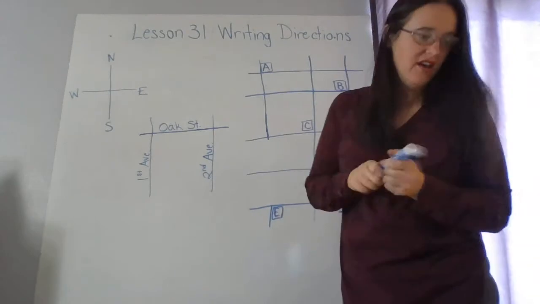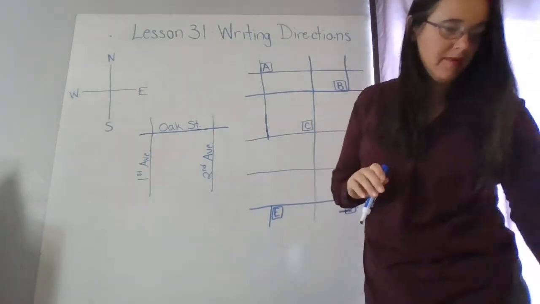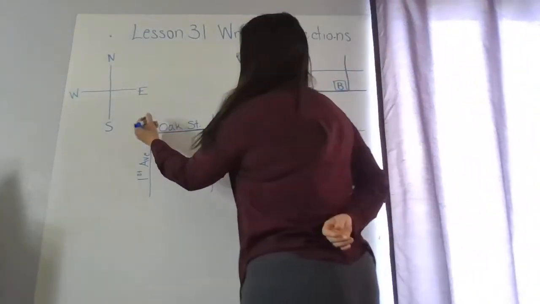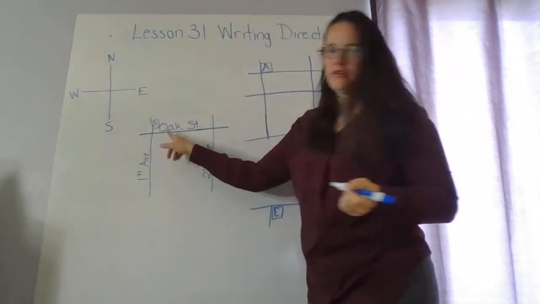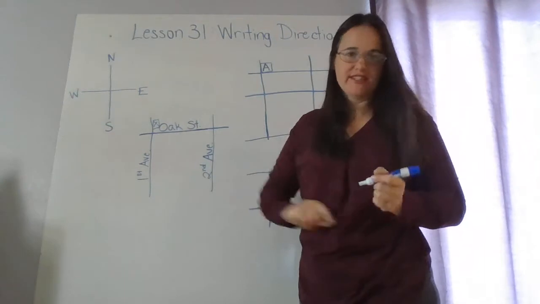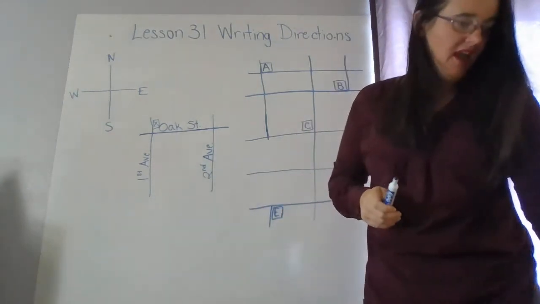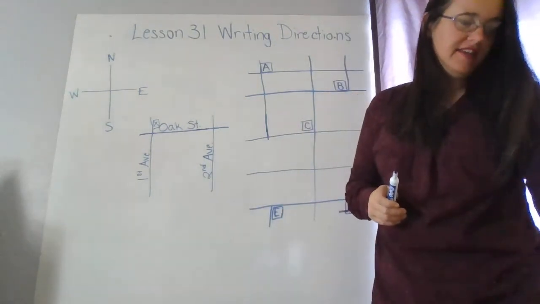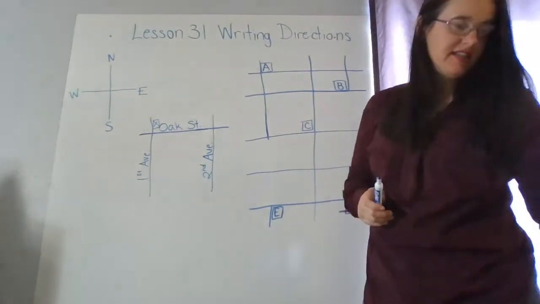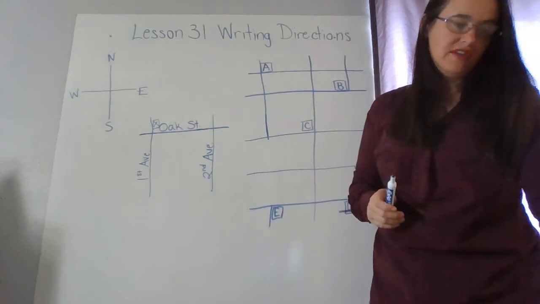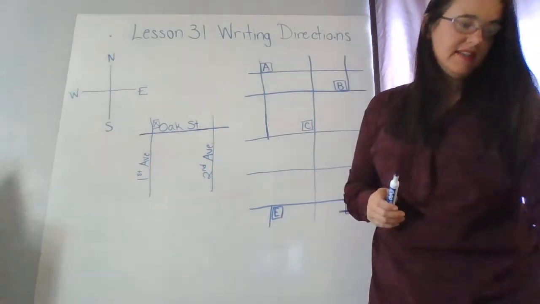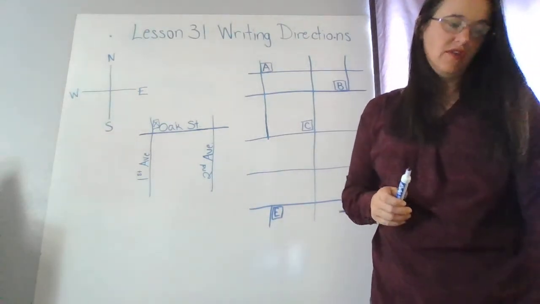The X on the map shows where Robert and his sister live. So let me put an X right here on the corner of Oak and 1st Avenue. Robert says he lives on the left side of Oak Street. His sister says she lives on the right side of Oak Street. Who is correct? And is there a better way to describe where they live?